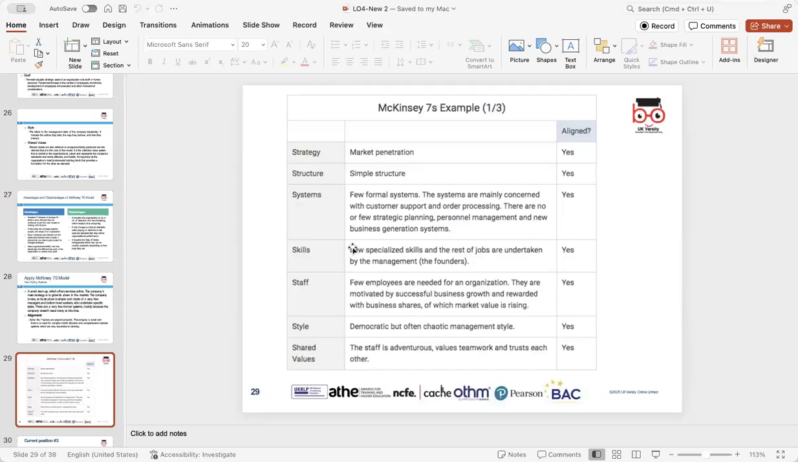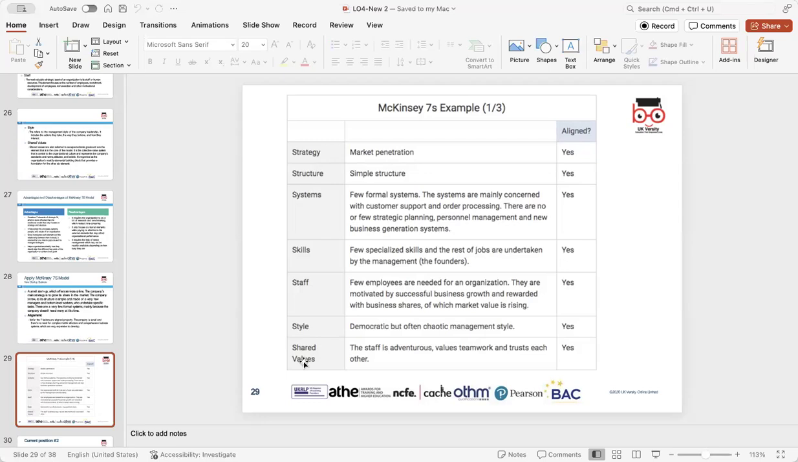Skills: the small team possesses the necessary skills for the company's current operations. Staff: limited staff are motivated by business growth and rewarded with shares, which aligns with the company's goals. Then style. Management style is democratic but can be chaotic, which is characteristic of a startup environment. Finally, shared values: the team values adventure, teamwork, and mutual trust, supporting the startup culture.